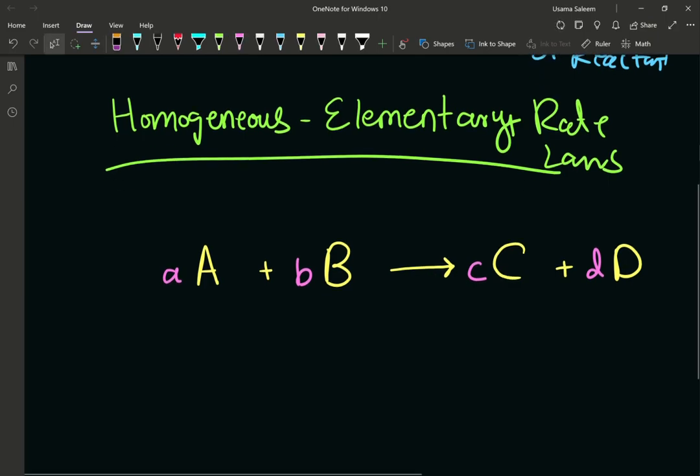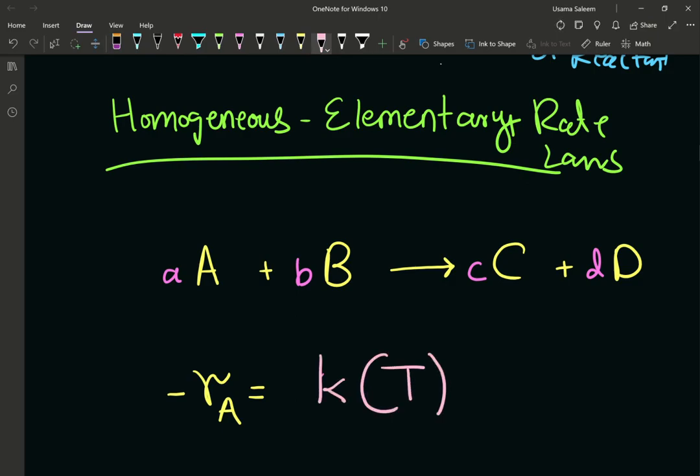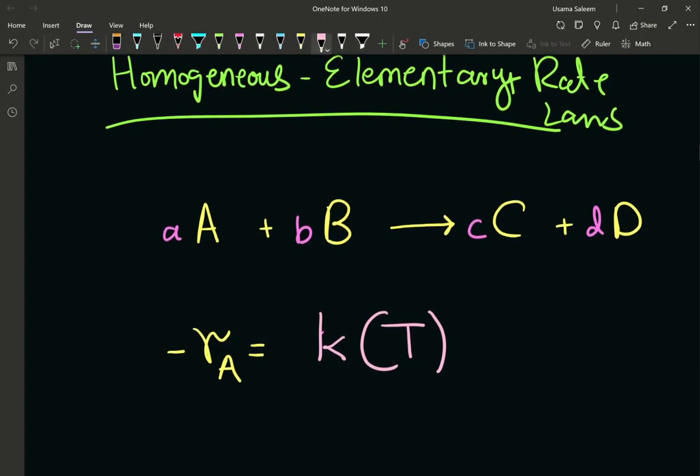Now, from your general chemistry class, you know that the rate at which A is disappearing is a function of the temperature. So we know that there's going to be a temperature dependence. So our rate constant is going to be a function of temperature. We're going to talk more about that in later videos. And it also depends on the concentration of your reacting species raised to some power n.